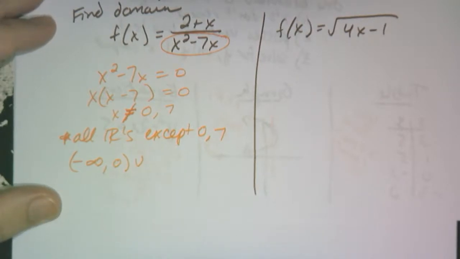United with? Think of a number line. Where's the next value that X could be? It can't be 0 and it can't be 7. It can be everywhere but not 0 and 7. So how would you now write the next piece?